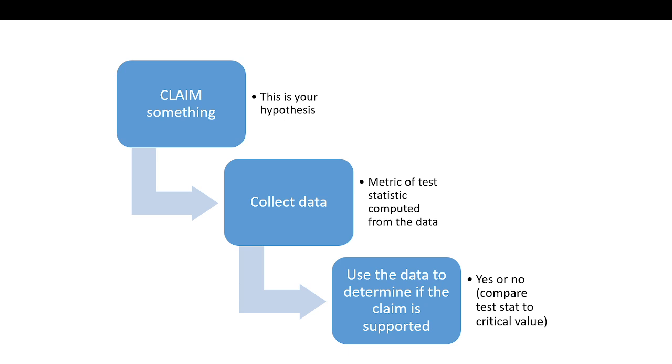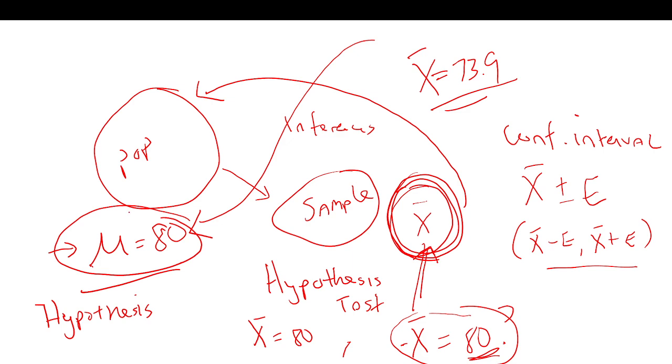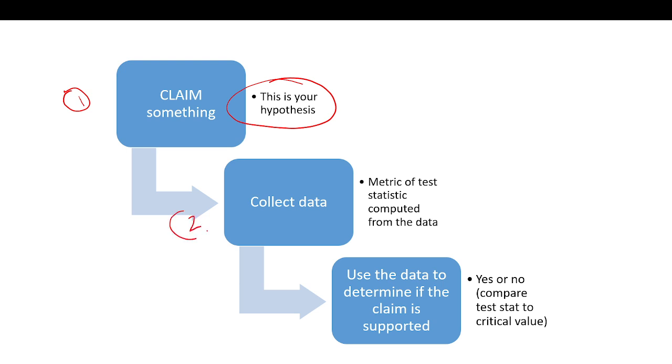I wrote this to simplify things. If you read through the book, there is a lot of, it's gross overkill, and I find it confusing even though it's what I've done for 30 years. So I made a simplified version of what hypothesis testing is. First, you claim something. This is your hypothesis. Then you collect your data, and you think the underlying population mean should be that. And then from the data, you compute what's called a test statistic.